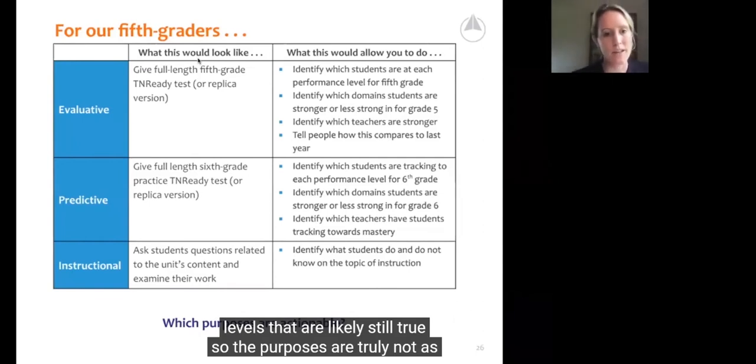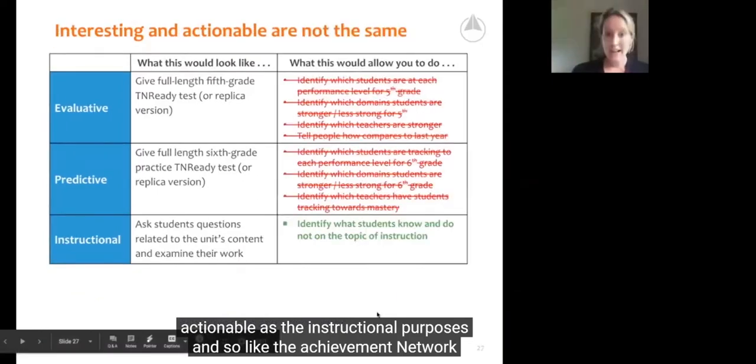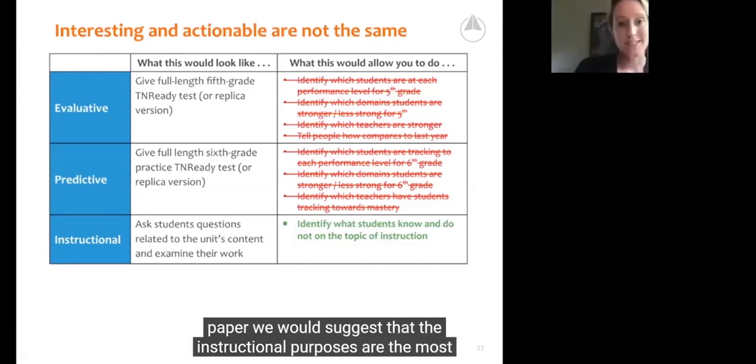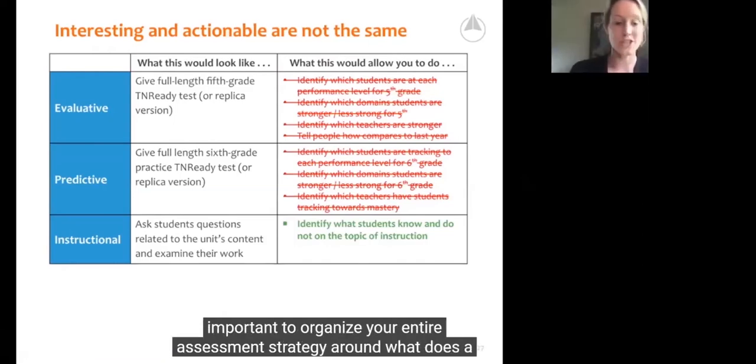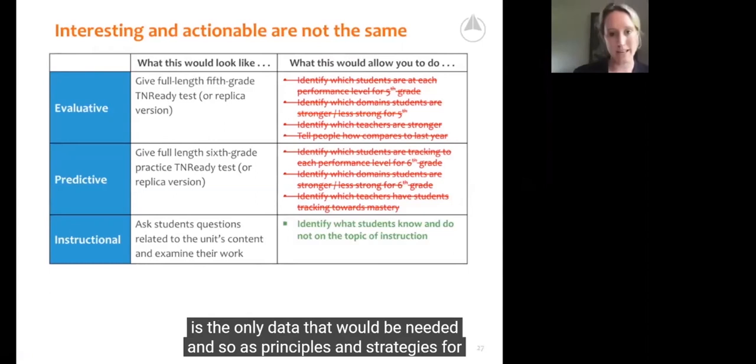So the evaluative and predictive purposes are truly not as actionable as the instructional purposes. And so, like the Achievement Network paper, we would suggest that the instructional purposes are the most important to organize your entire assessment strategy around. What does a teacher need in order to teach well? And that is the data that is needed. And that is the only data that would be needed.